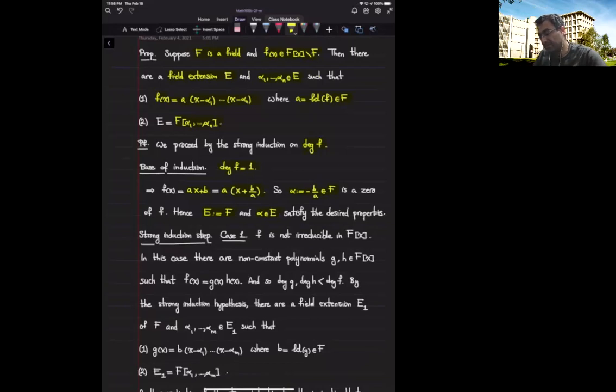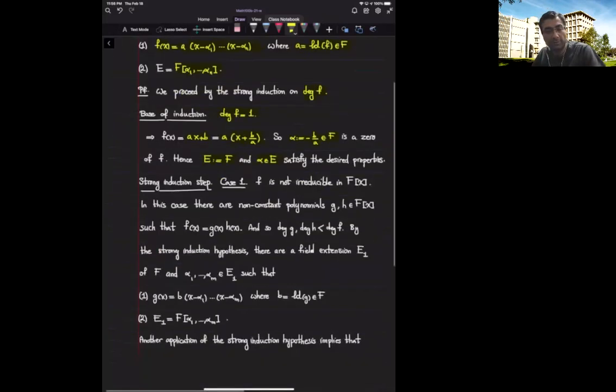And the polynomial f is its leading coefficient times x minus alpha. So we get the result when the degree of f is 1. Now I'm going to focus on the strong induction step, and we are going to split it into two parts. Either the polynomial f is not irreducible, or it is irreducible.